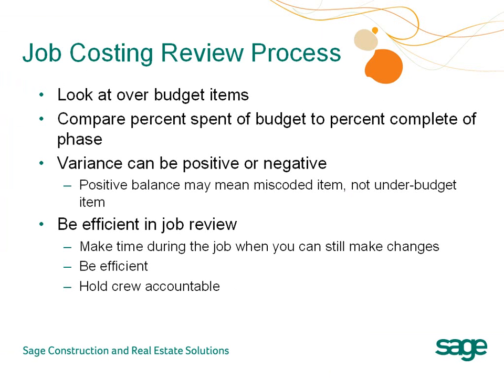Now that you have an easy system to see accurate job costs, don't forget to create a review process. You want to look at any items that are over budget and compare the percent that you've spent of the budget to the actual percentage that you've completed of that phase or that job. But don't forget to also look at positive variances as well. Just because you come in under budget doesn't mean that you made extra money. It may actually mean that you haven't been billed by a sub yet, or the item was miscoded, or you need to create a change order.